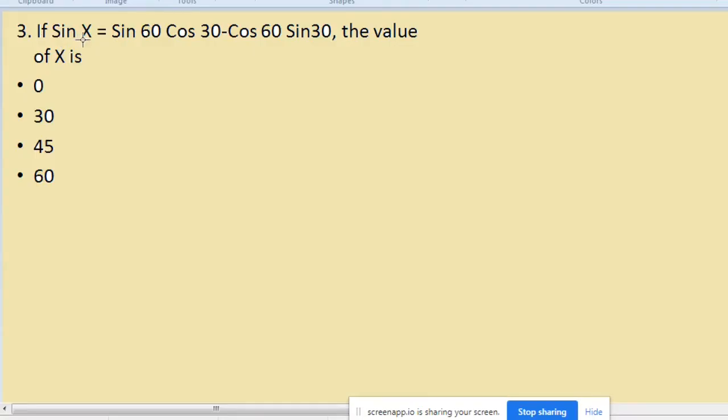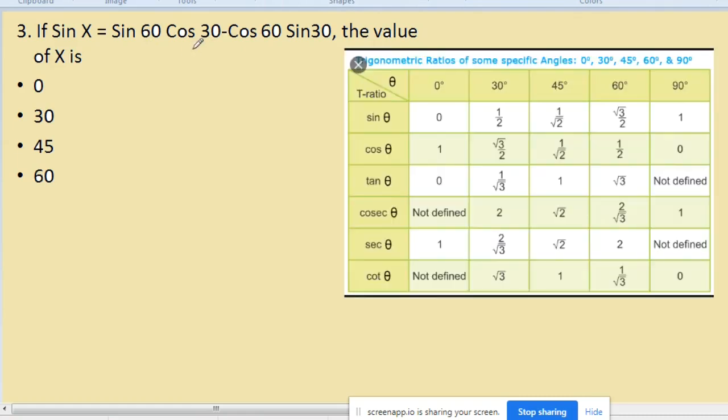Let us discuss the third problem. If sin x is equal to sin 60 cos 30 minus cos 60 sin 30, then the value of x is. To solve this problem, again we require trigonometric angles. Let us see the trigonometric angles table. On the left hand side it is sin x. We know that sin 60 value is root 3 by 2. I'm replacing sin 60 as root 3 by 2.